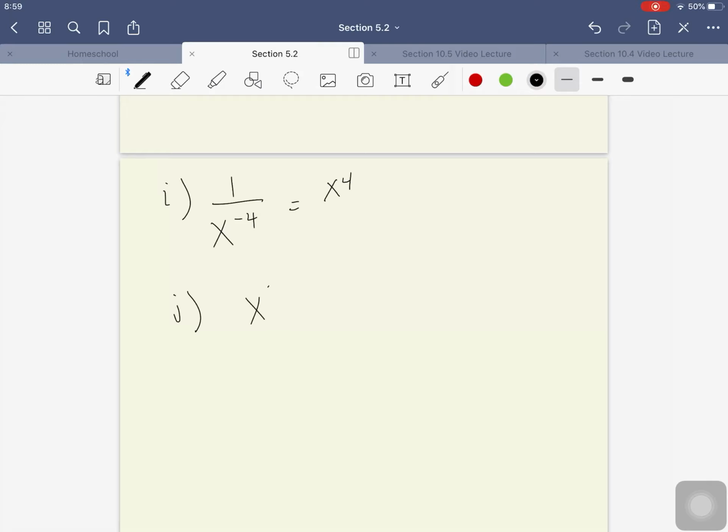And then let's try one more. X to the third, y to the negative fourth. Again, that negative exponent only applies to the y, so the x to the third will stay in the numerator, and y to the fourth goes to the denominator.